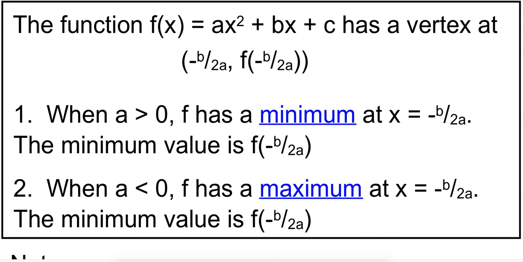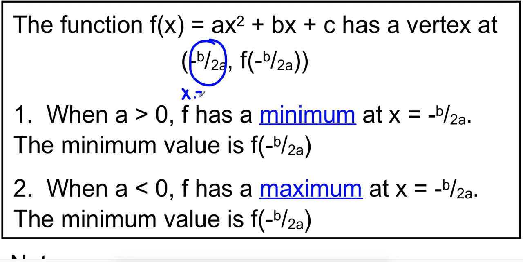So if you are given the standard form, the vertex form of the equation, obviously it's super easy to find the vertex. It's just the h and the k. If you have the general form, that's ax squared plus bx plus c, when you want to find the vertex, this is what we use.